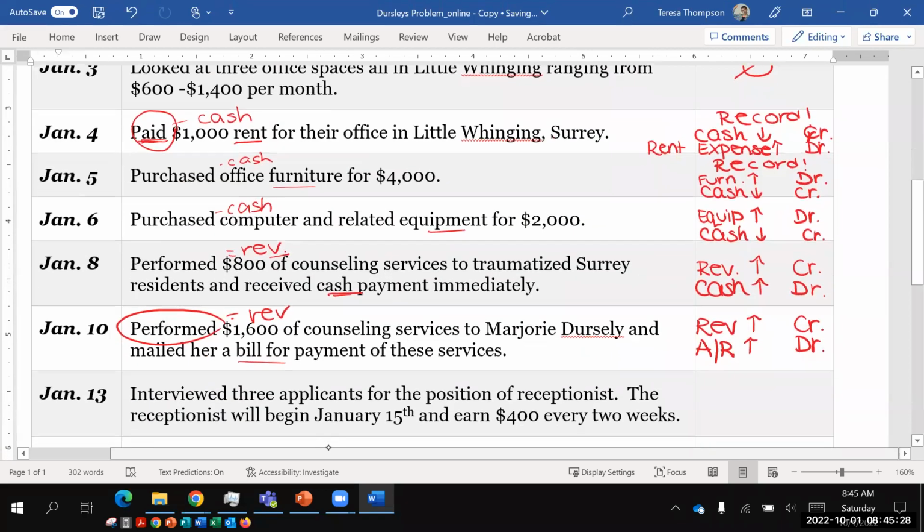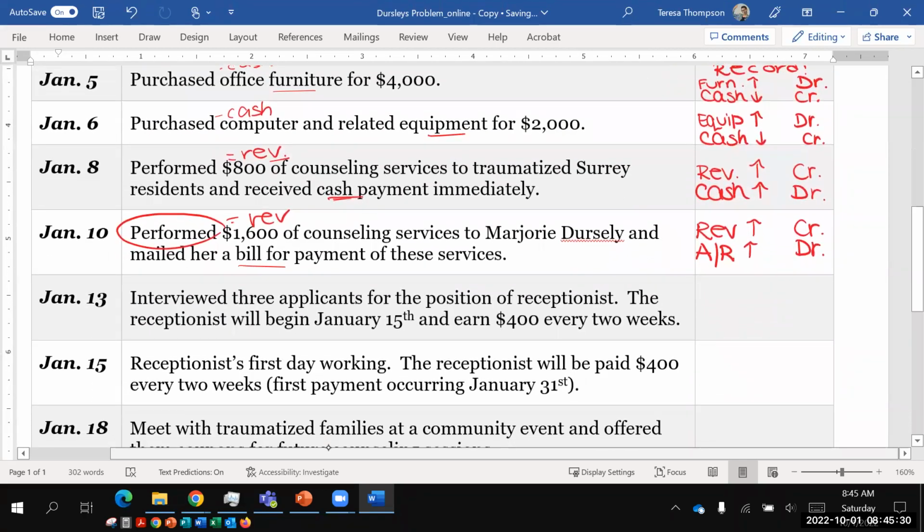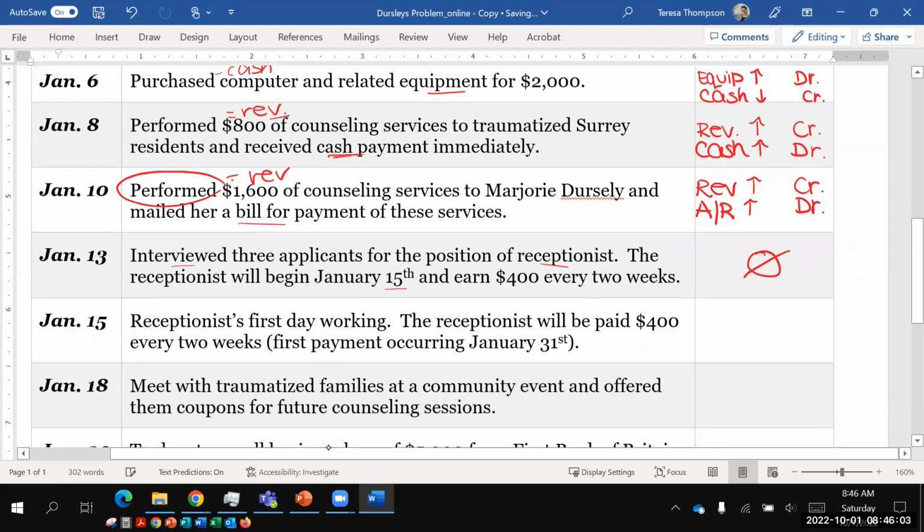All right, and again, take your time. You are welcome to pause and work through. I'm going through it quickly, right? Assuming you've already taken the time to go through it. January 13th, we interview applicants for a receptionist position. The receptionist will begin on the 15th and earn $400 every 2 weeks. Great information, but there's nothing yet to record. Remember, the expense recognition principle says when we benefit from a service, we record the expense. We haven't even hired the receptionist yet. They have not started working. Okay. All right, on to the 15th.